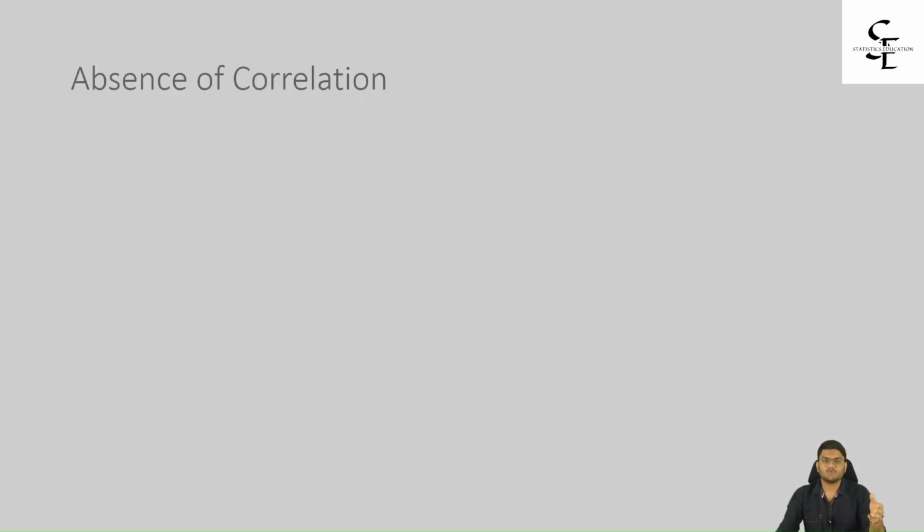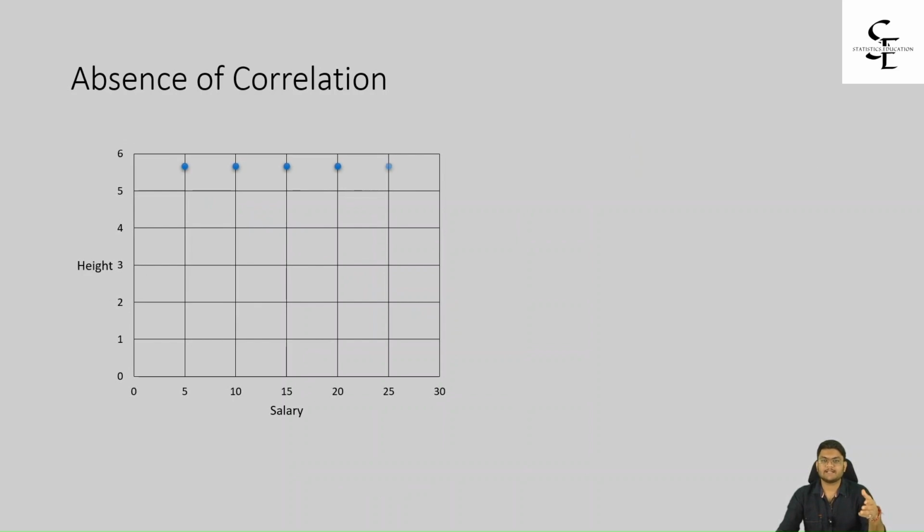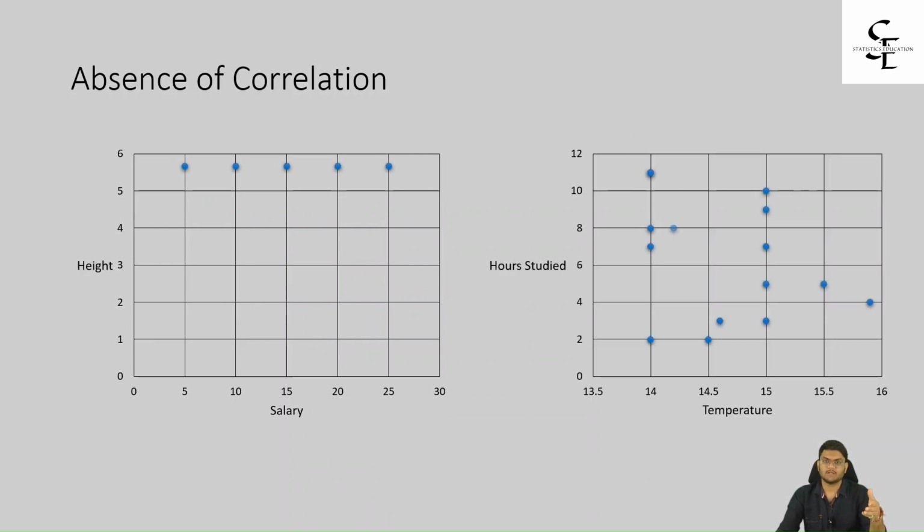Now let's move on to the last type of correlation, that is absence of correlation. In the absence of correlation, there is no relationship between two variables. That means change in one variable does not affect the other variable. On the scatter diagram, the points appear randomly or scattered without any pattern or trend, or they will appear in a straight line parallel to x-axis or y-axis.